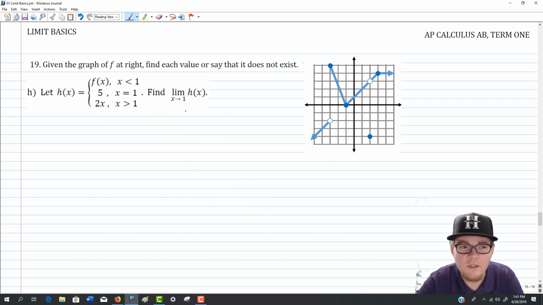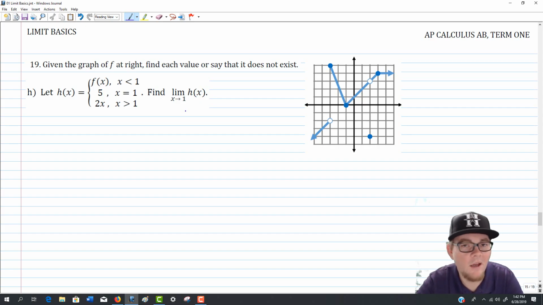Finally, that brings us to our last question, question H. It says, let h of x equal this piecewise function. We have f of x for x less than 1, we have 2x for x greater than 1, and we have 5 at x equals 1. And they want the limit as x goes to 1 of h of x.